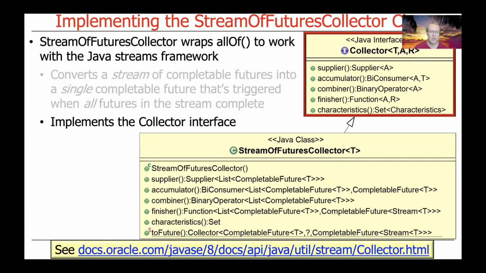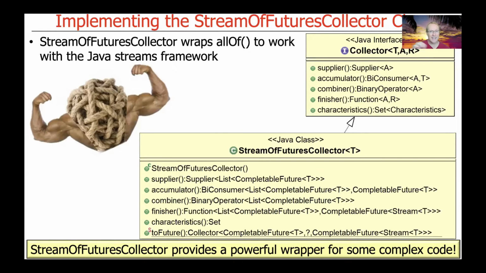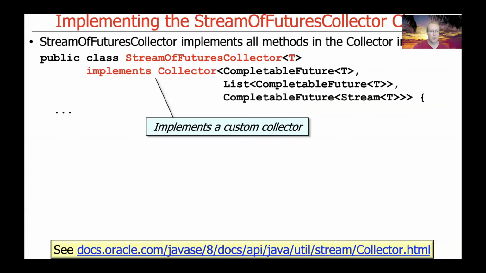And the StreamOfFuturesCollector implements the collector interface, as we've talked about before. So remember that a collector is just a way of accumulating the elements in the stream into a so-called mutable result container. And this wraps up some complicated code in a nice, easy to work with encapsulated class that can be used in the context of the streams framework.